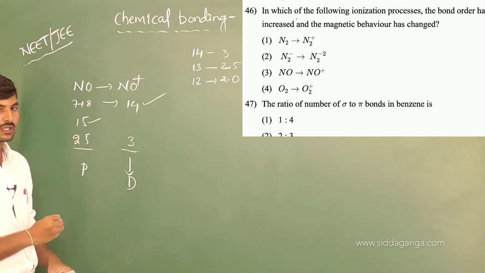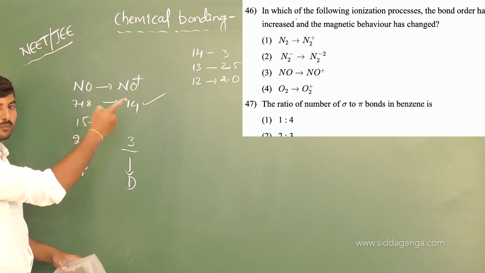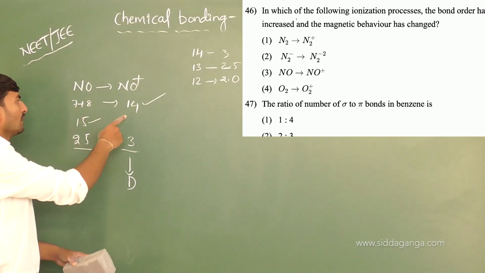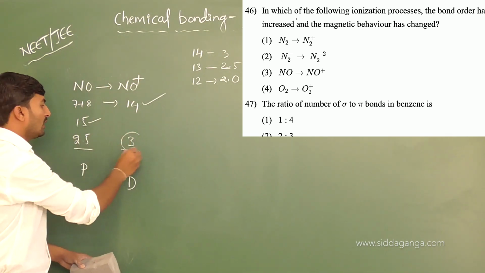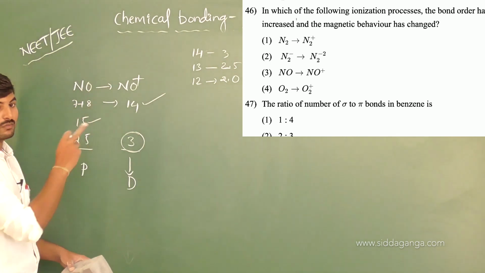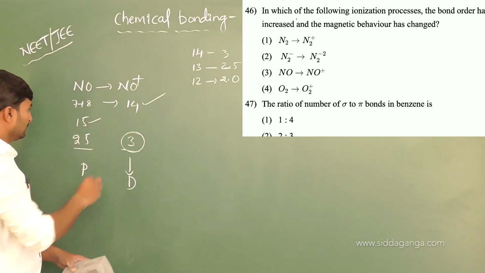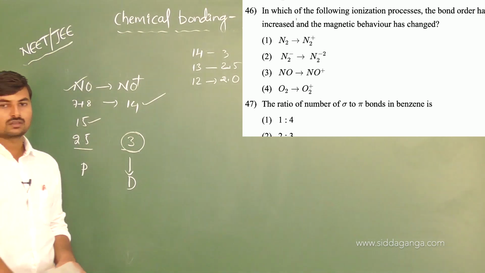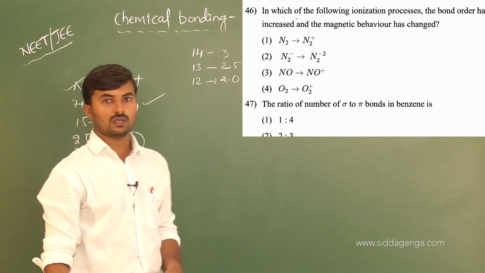So which is the correct option here? NO and NO plus molecules will show an increase in their bond order, followed by both being changed in their magnetic behavior. Which is the correct option here? Option third will be the correct option. Okay, next.